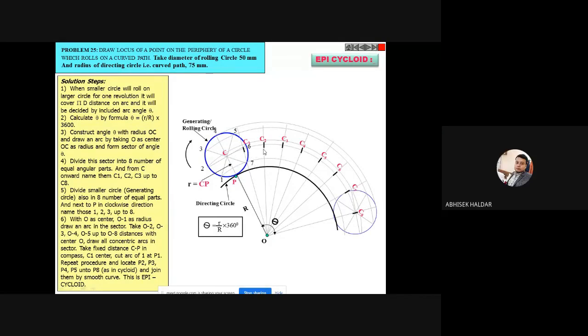What are these, practically? These are the center points of the circle. When my rolling circle is rolling, my center point is also moving, isn't it? These are nothing but those center points: C1, C2, C3, C4, and so on.